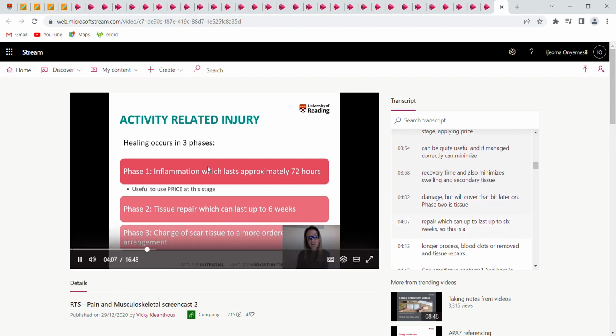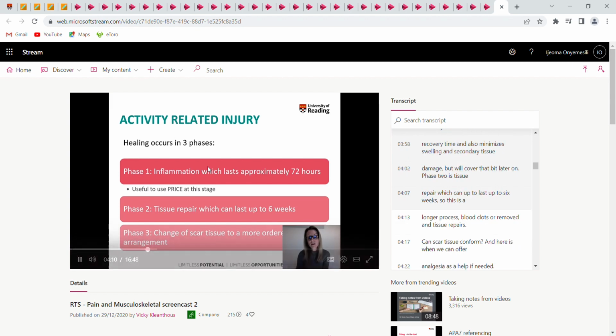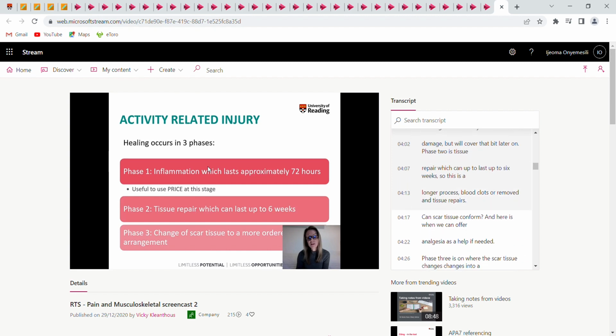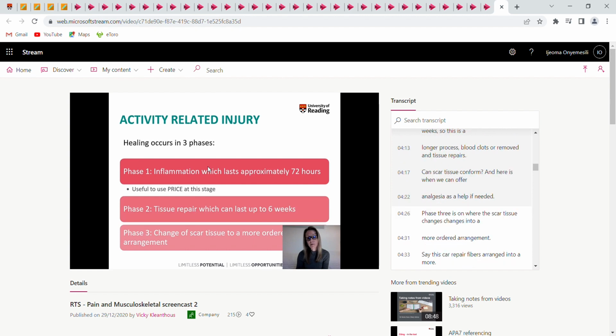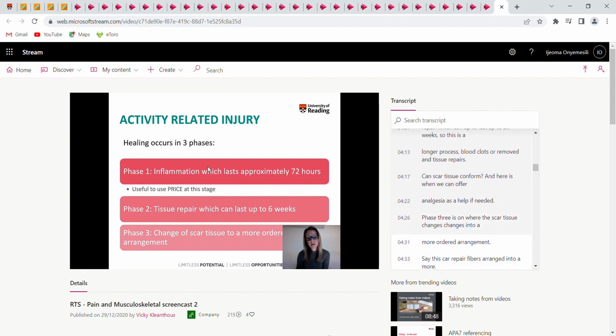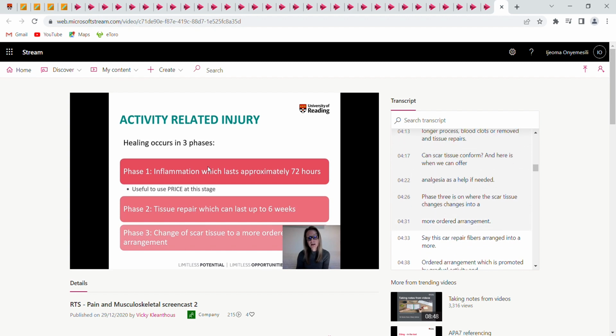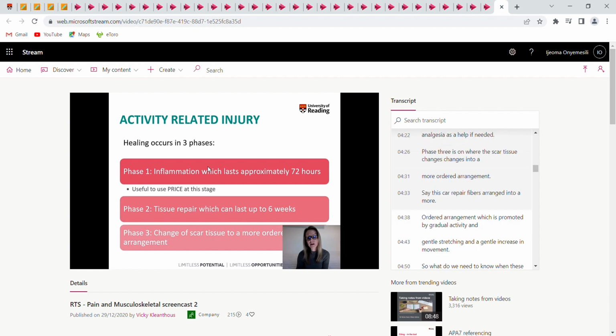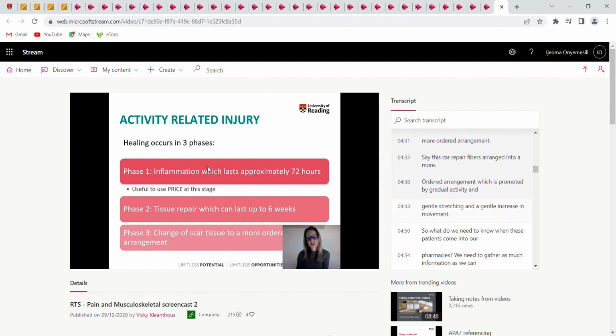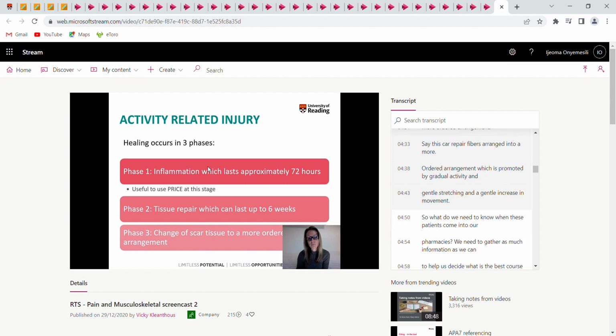Phase 2 is tissue repair, which can last up to 6 weeks, so this is a longer process. Blood clots are removed and tissue repairs and scar tissue can form. And here is when we can offer analgesia as a help if needed. Phase 3 is where the scar tissue changes into a more ordered arrangement. So the scar repair fibres arrange into a more ordered arrangement, which is promoted by gradual activity and gentle stretching and a gentle increase in movement.